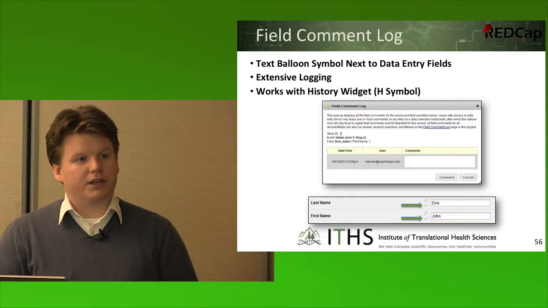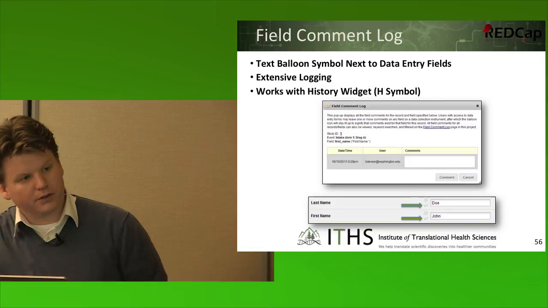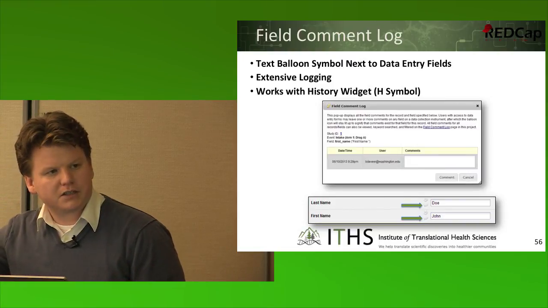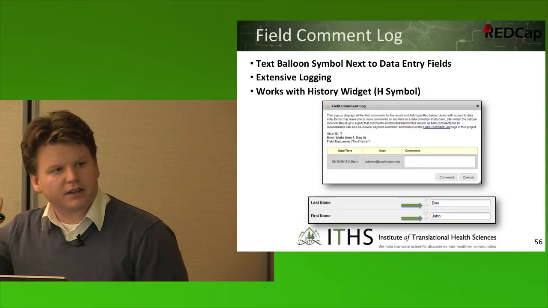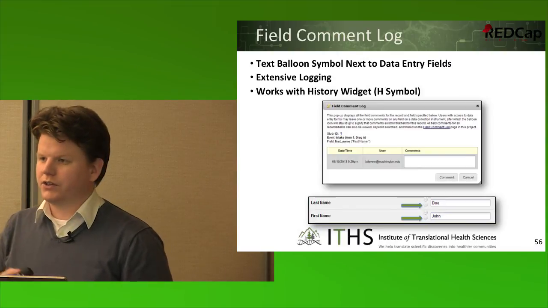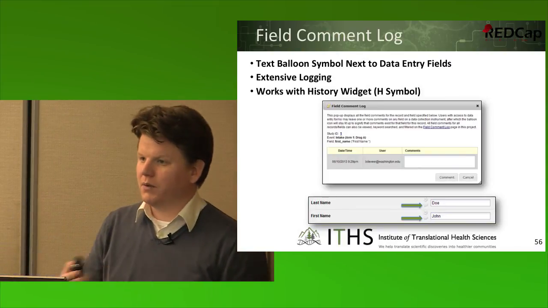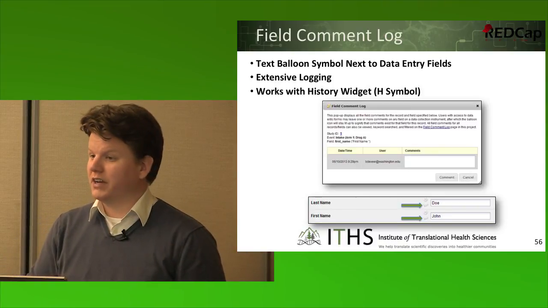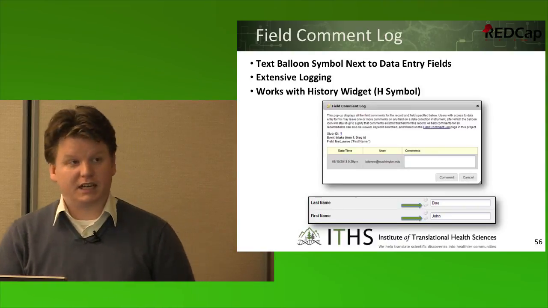And it works also together with the history widget. So if you look at this, for instance, that's where the little text balloon is. I don't know if it's clear for you guys, it's kind of vague. The little H above it is the history widget, which tells you who changed what at what point in time. So these two in conjunction will probably give you a pretty good overview of what happened with that variable. So kind of handy.